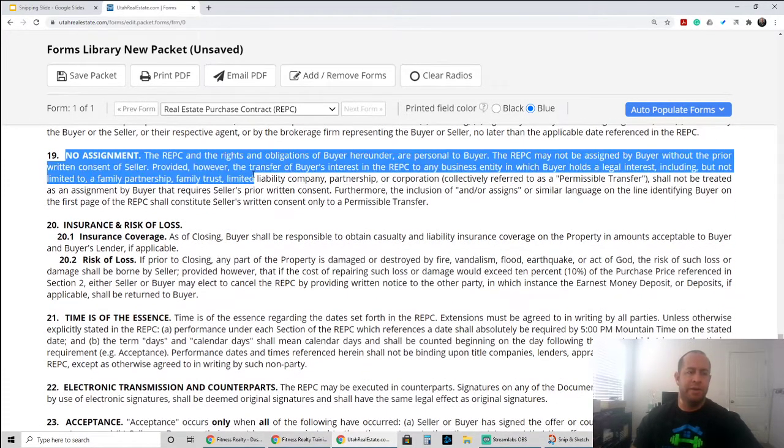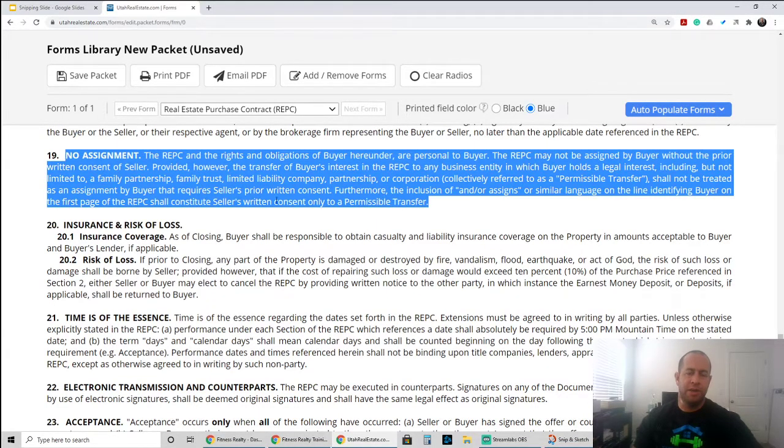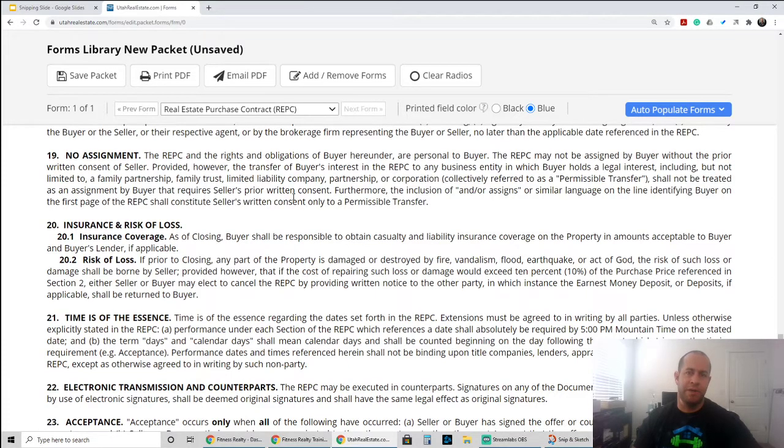No assignment. This assignment clause came around because people were writing contracts all the time in their name and then flipping it to somebody else, which is called wholesaling or paper flipping. If you still want to be a paper flipper or a wholesaler, you actually have to strike this clause out or make sure everybody understands you're going to use an assignee. So, this protects you from signing it to somebody and then them just selling the contract to somebody else.